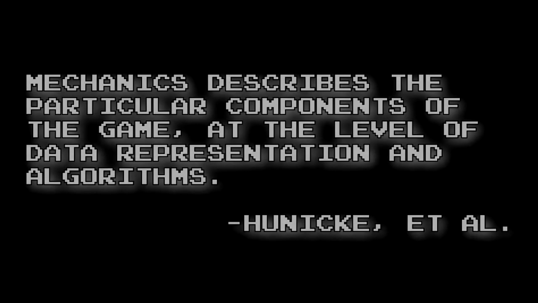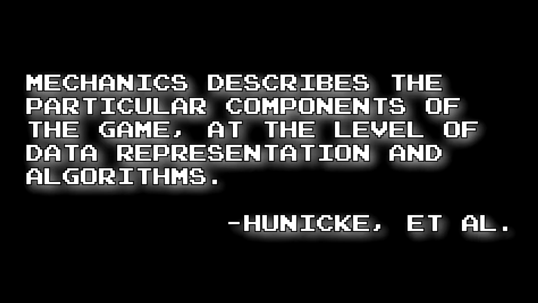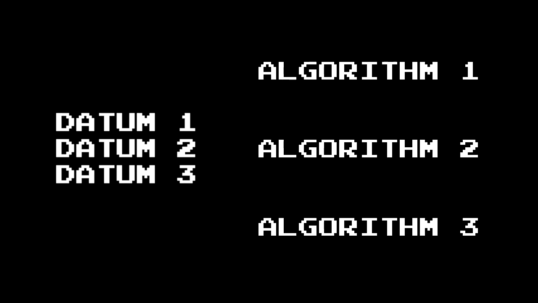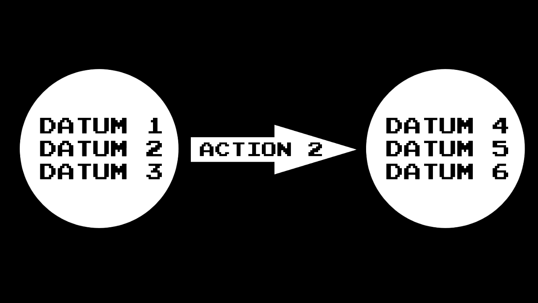Mechanics is the first layer, and it's the most concrete layer. According to the paper, mechanics describes the particular components of the game at the level of data representation and algorithms. Here, they consider the game as a bunch of data and the algorithms that go along with them. And since algorithms are actions that modify data, the mechanics describe a state machine, a series of data, and the actions that change the data.